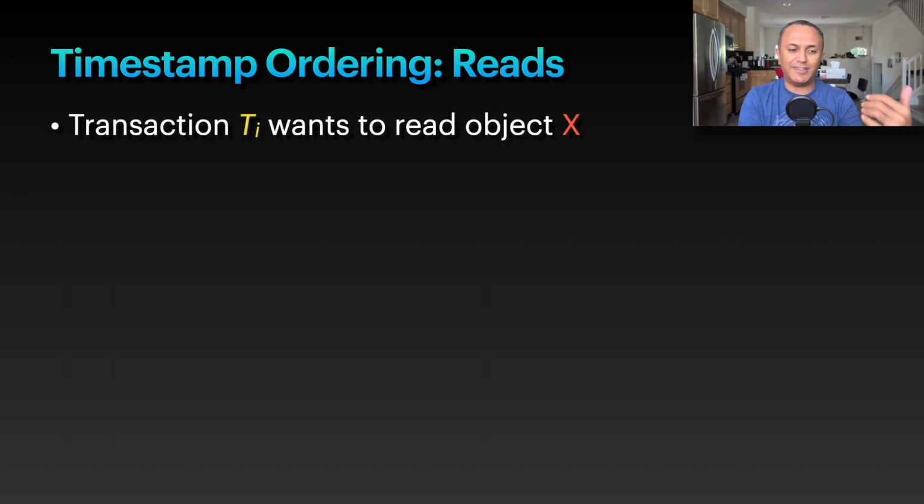So if we are trying to perform a read, so basically transaction Ti is trying to read object X. What is the check that we need to look at? Basically, we need to compare the timestamp of the transaction, Ti, to the write timestamp on X. Pay attention that we're trying to read X, but we're looking at the write timestamp. Why is that? Because basically we want to make sure that we're not reading something that is written by another transaction in the future. In the future meaning a transaction with a higher timestamp.